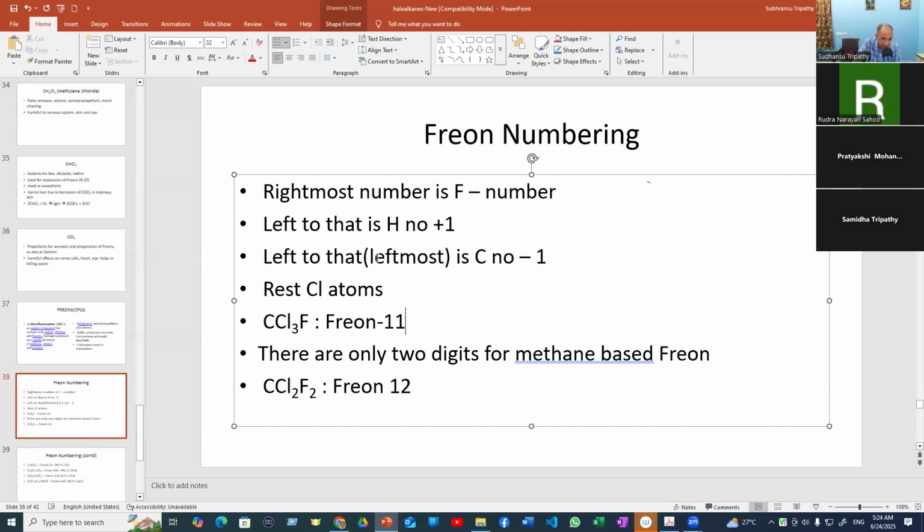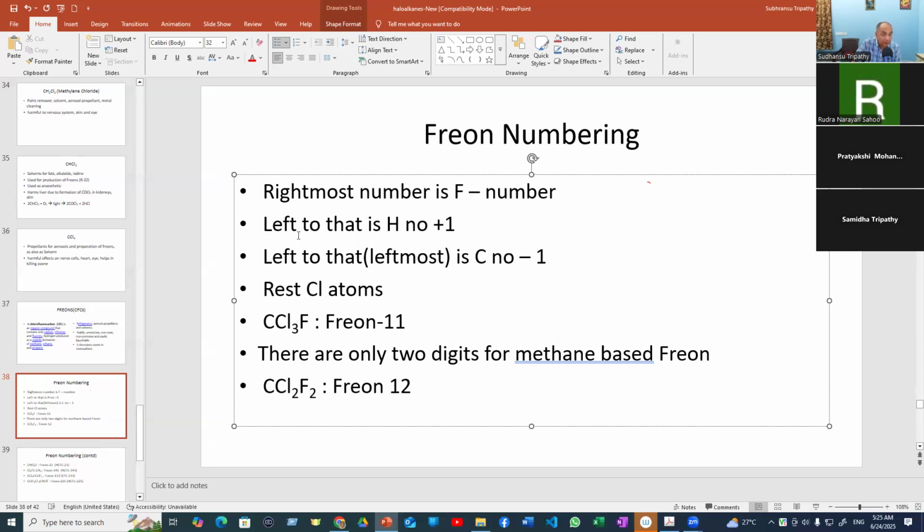Left to that is the number of carbon atoms minus 1. That means there will be no number for chlorofluorocarbons containing one carbon, that is, those produced from methane. They will carry only two digits. The middle digit will be missing. Carbon number minus 1. Then the rest is chlorine atoms.